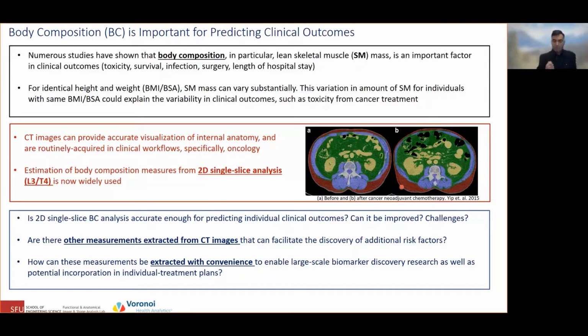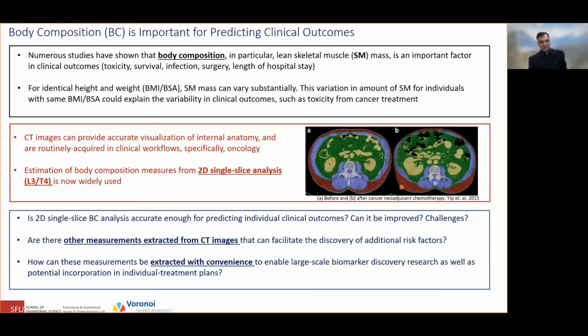And a more practical question: how can these measurements be extracted with convenience to enable large-scale biomarker discovery research, as well as potential incorporation in individual treatment plans for precision medicine, the right dose, the right intervention, at the right time for the right individual?